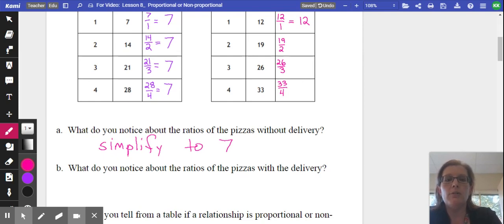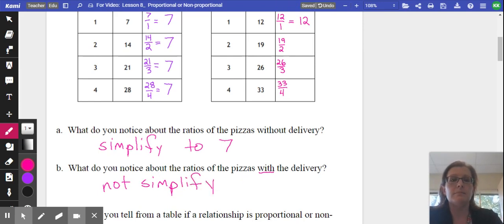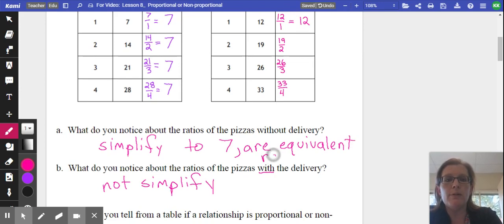And part B says, what do you notice about the ratios of the pizzas with the delivery fee? Well, I notice that they do not simplify. So my ratios of the pizzas without the delivery happen to be equivalent ratios because they all simplify to the same thing. So they're equivalent ratios. They will all simplify to the same number. So what happened with the delivery fee? That changed it. The delivery fee made them not equivalent.